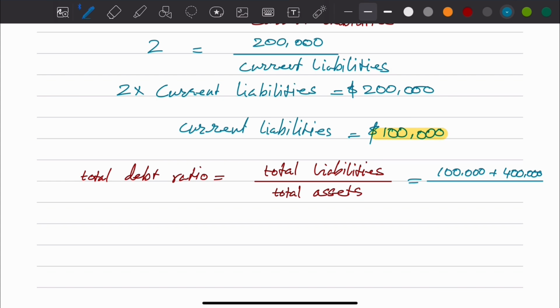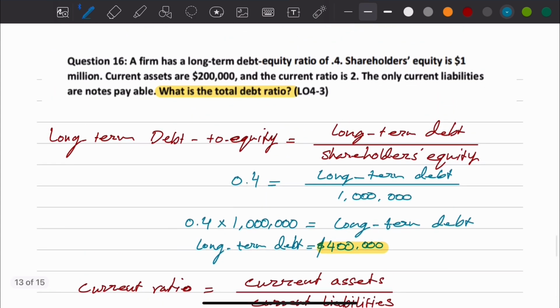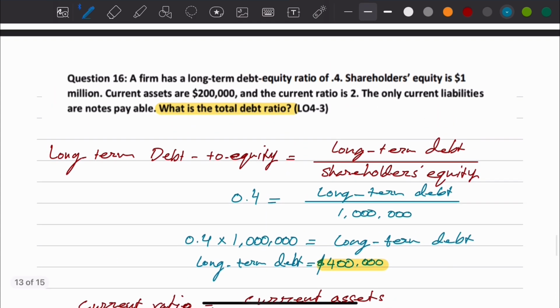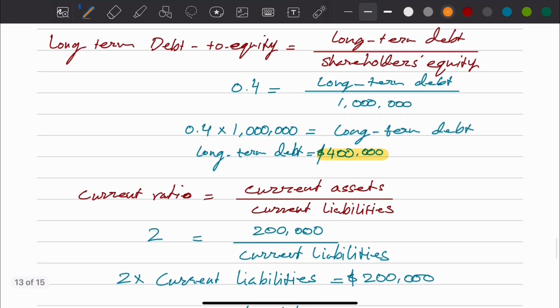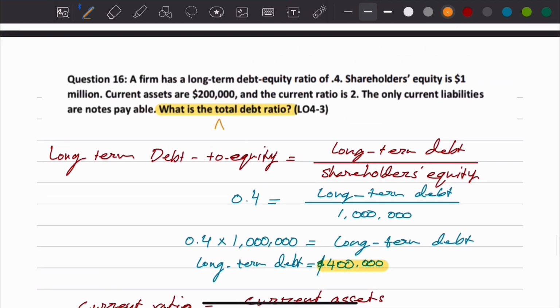And the total assets is not given to us in the question, but we know from the basic accounting equation that assets equals total liabilities plus shareholders' equity.